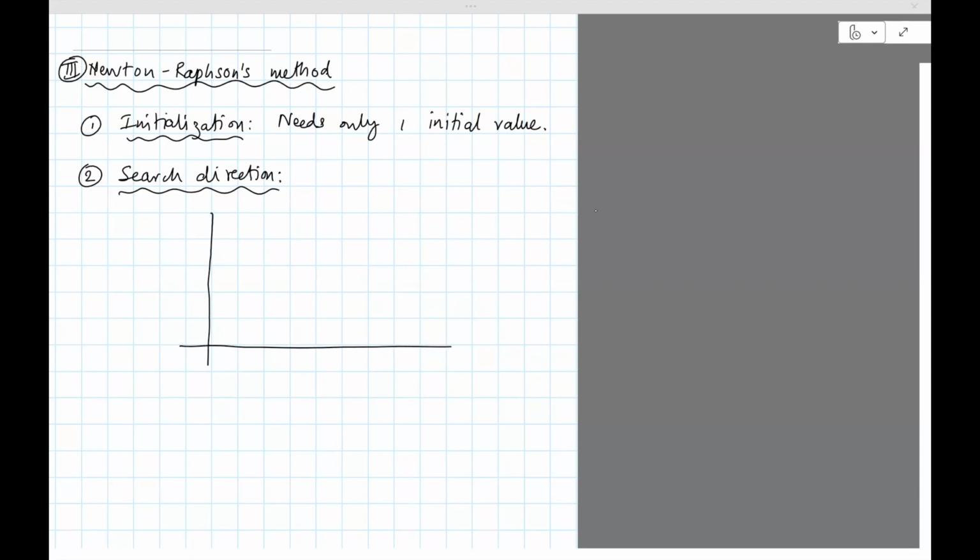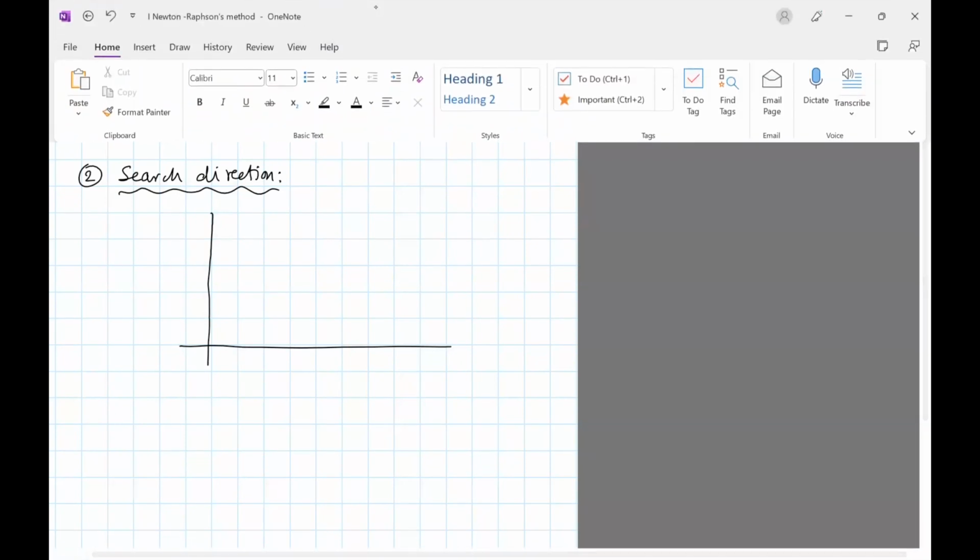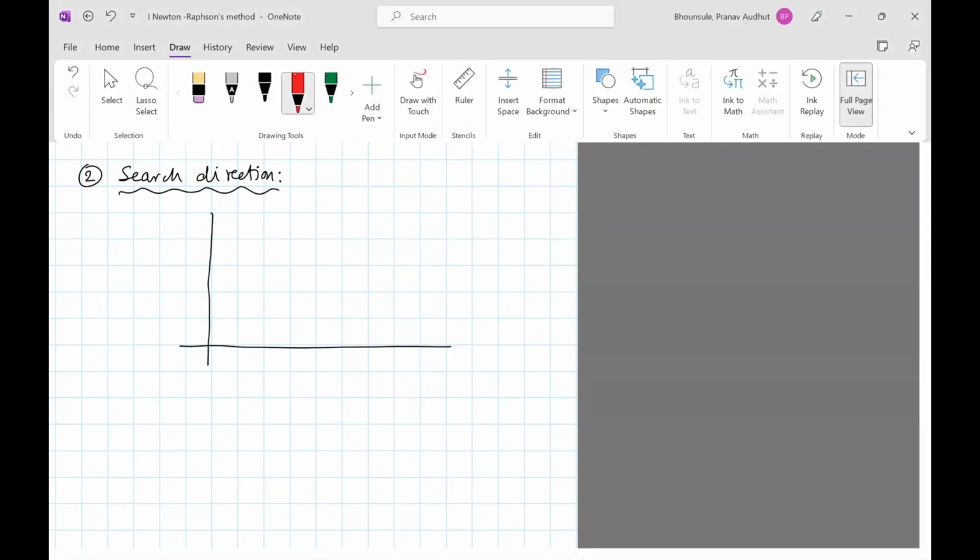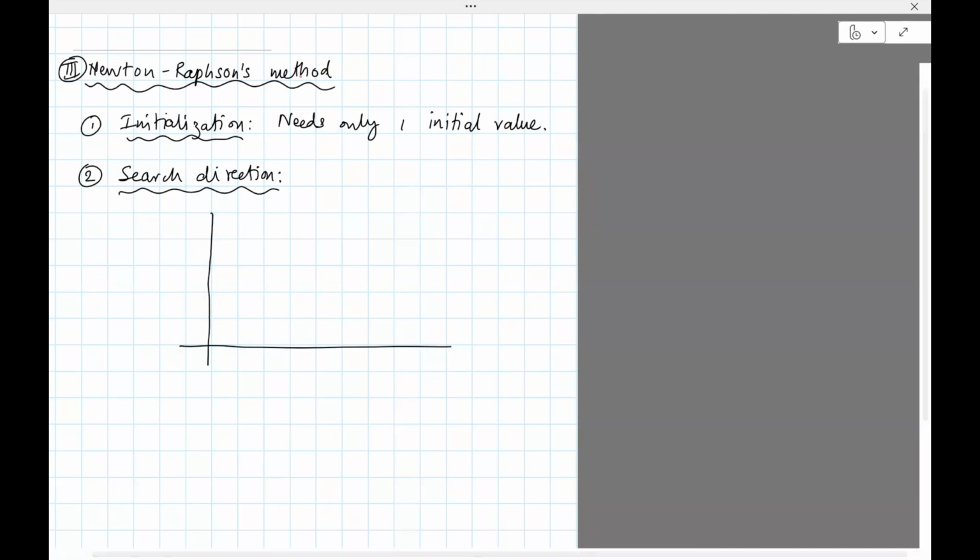Let me just draw a temporary curve, which is my f of x. Let me just draw, make life easy. Draw a curve like this. Okay, so let's say that this is my initial guess.